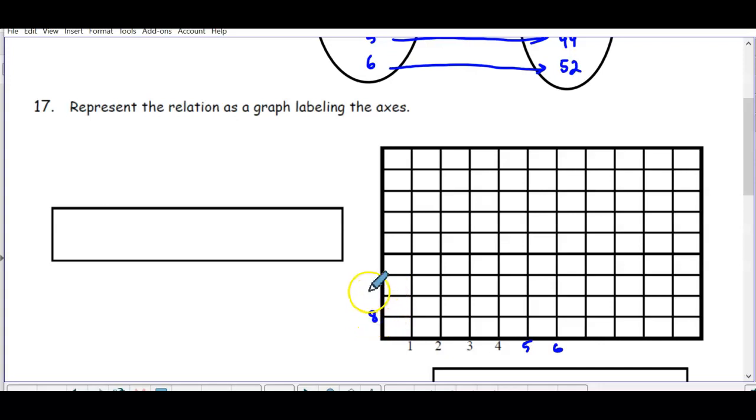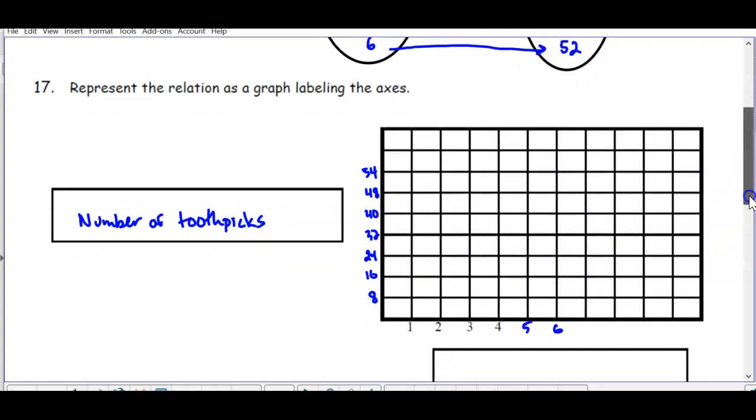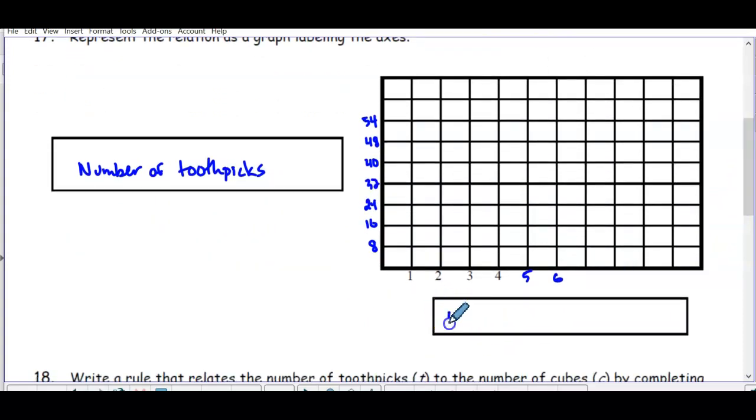So 8, 16, 24, 32, 40, 48, 56. Okay, so we can get it all in, all equally spaced. This is the number of toothpicks. Okay, this is the number of cubes.